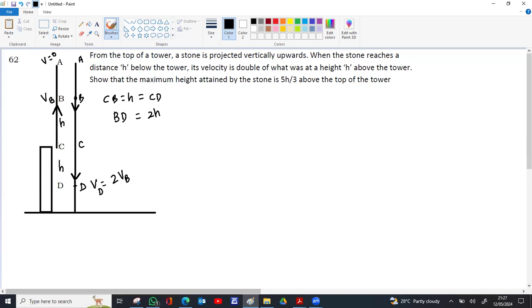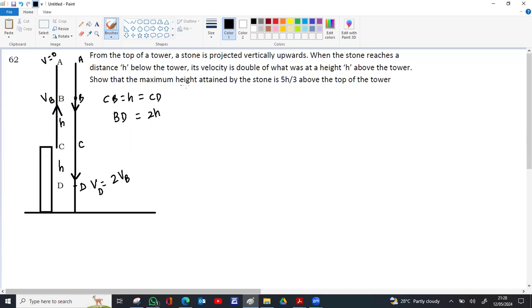So I think the question is clear. Starting from the top of the tower, the stone is projected upward. It reaches B, at a height h. Again it goes up, and the velocity becomes 0. As it falls down from A, the velocity will increase. There is a particular velocity at B, which is height h above the tower. That will further increase in magnitude. Then when it reaches h below the tower, the point D, the velocity at D is twice the velocity at B. That means the distances from C to B and C to D are both h, total 2h. And the velocity at D is 2 times the velocity at B.